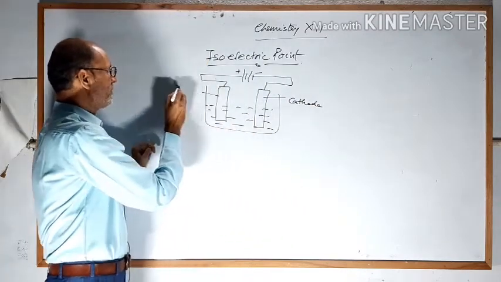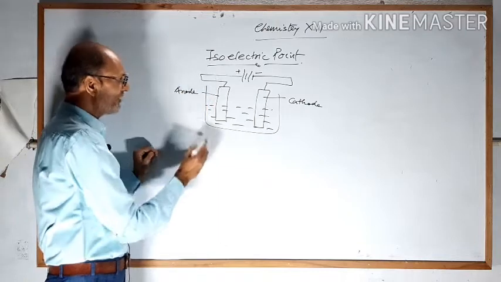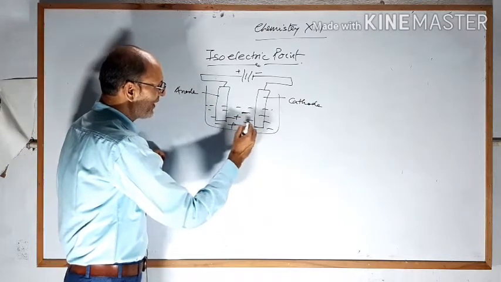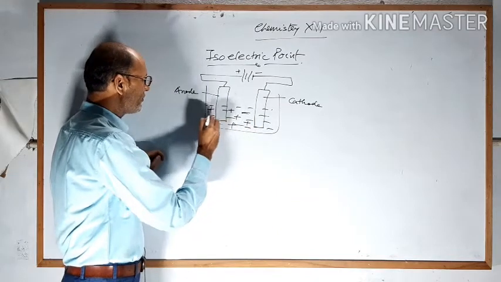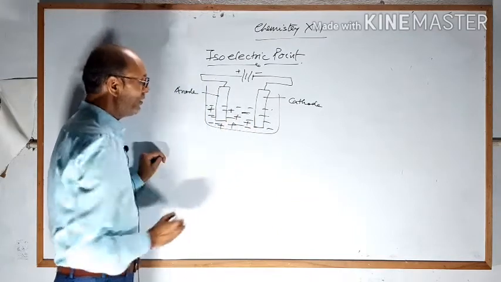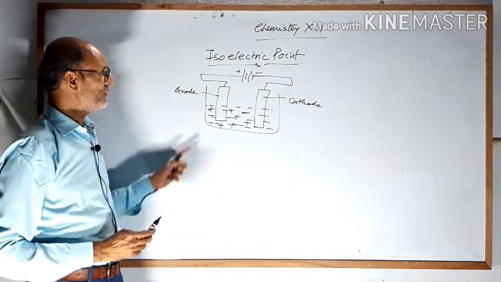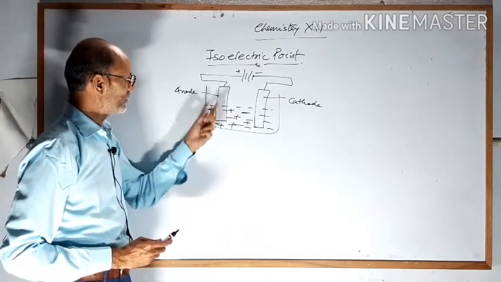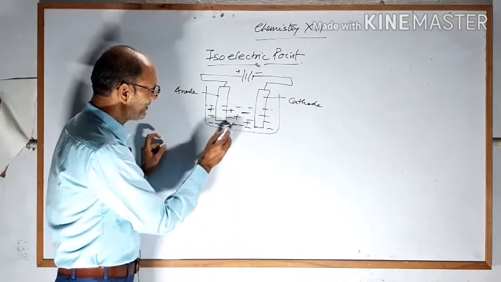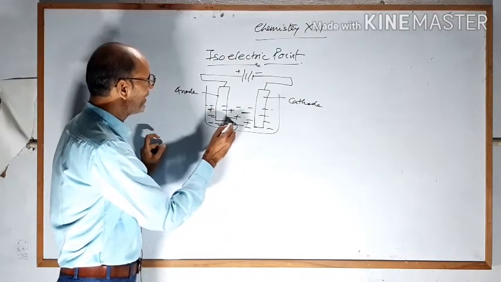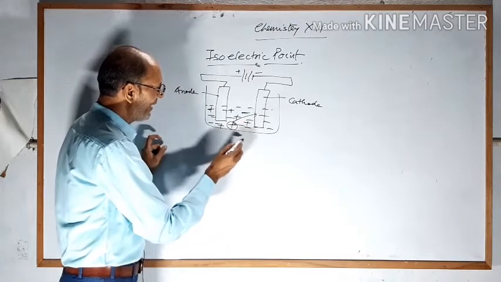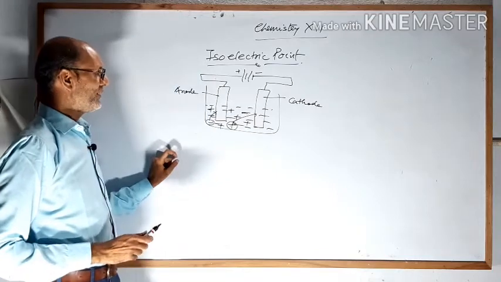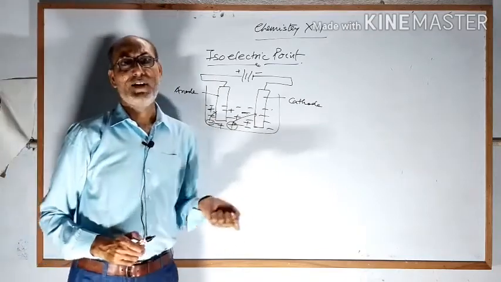and this is anode. The solution contains positive and negative ions anywhere in the solution. All the negative ions move towards the positive electrode, that means the anode. The positive ions will move towards the cathode and negative ions will move towards the anode. So dear student, this will happen and this is called electrolysis.